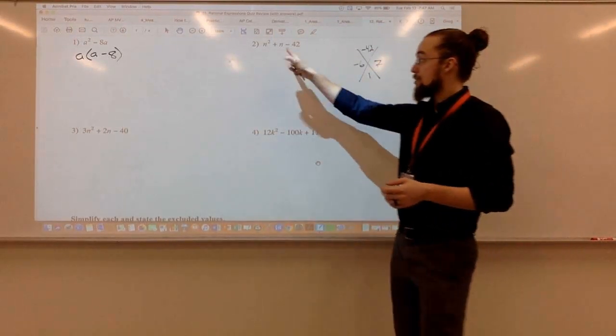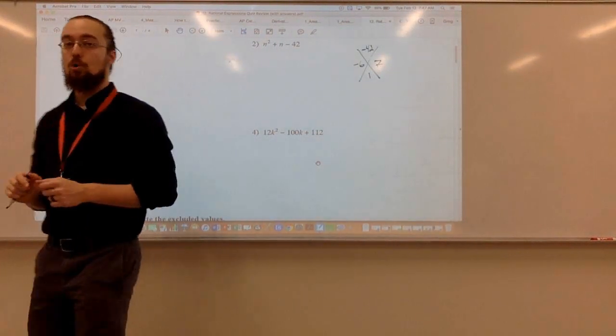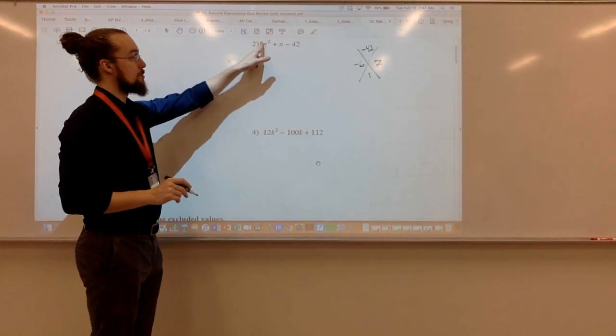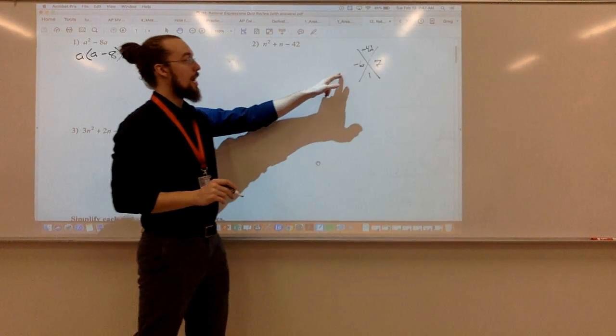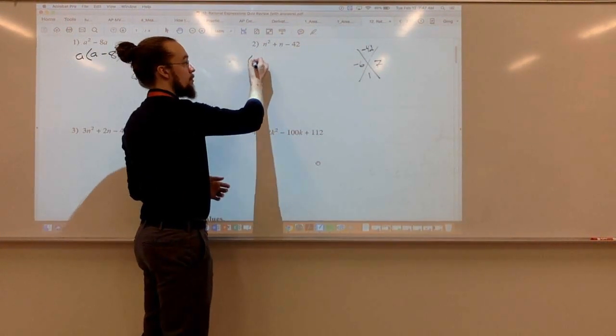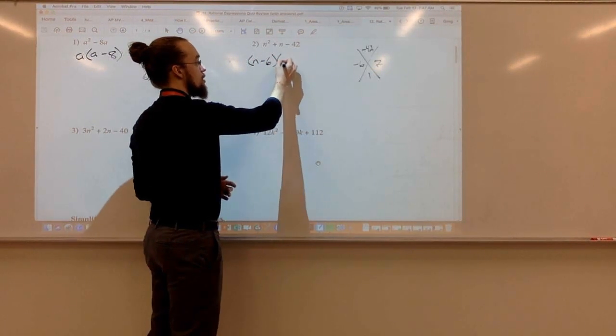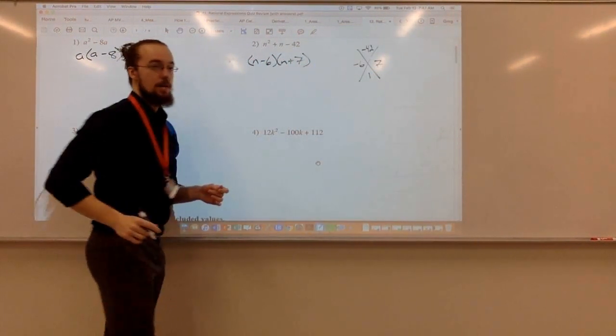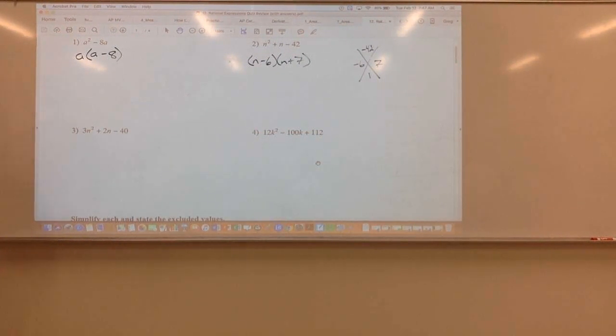So, since my leading coefficient is 1 here, I can go straight to factors. So I don't have to do factor by grouping. My factors will just be n minus 6 and n plus 7. And that's it. That's my answer.